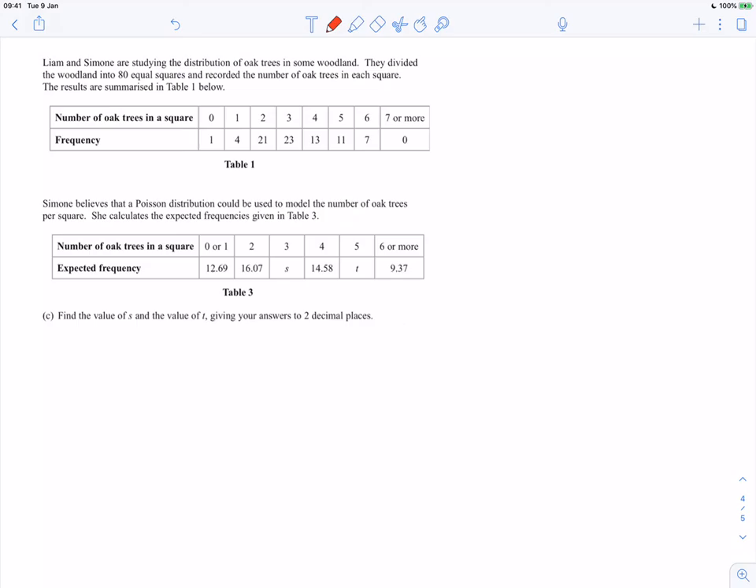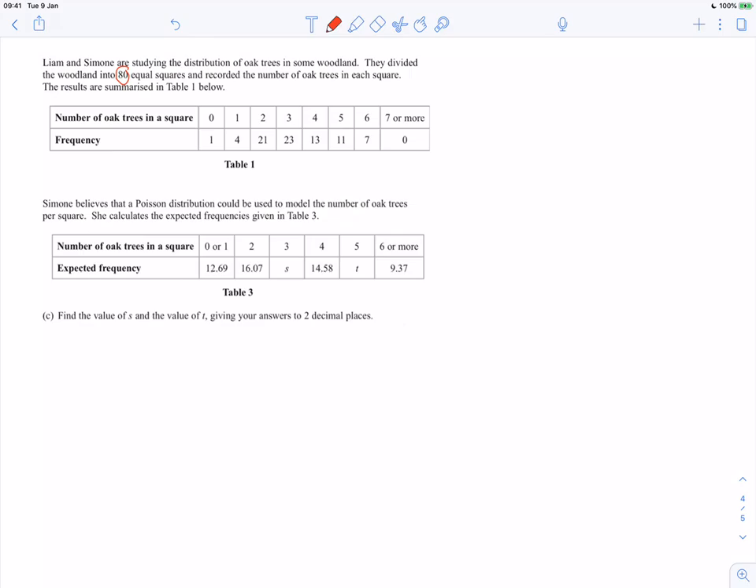Okay, Liam and Simone are studying the distribution of oak trees in some woodland. They divide the woodland into 80 equal squares and record the number of oak trees in each square. The results are summarised in table 1 below. Simone believes that a Poisson distribution could be used to model the number of oak trees per square. She calculates the expected frequency given in table 3. Find the value of S and find the value of T and give your answers to two decimal places.